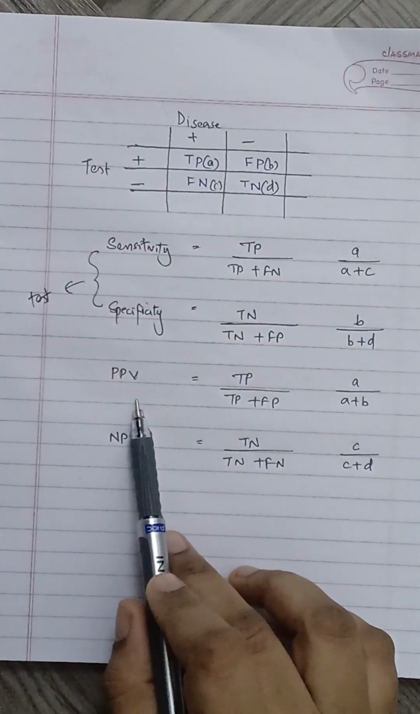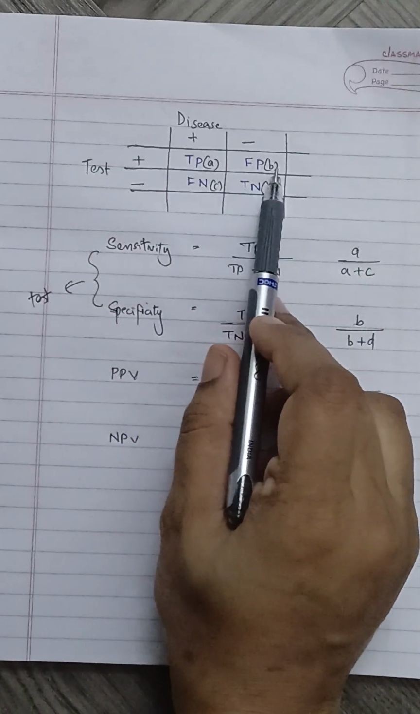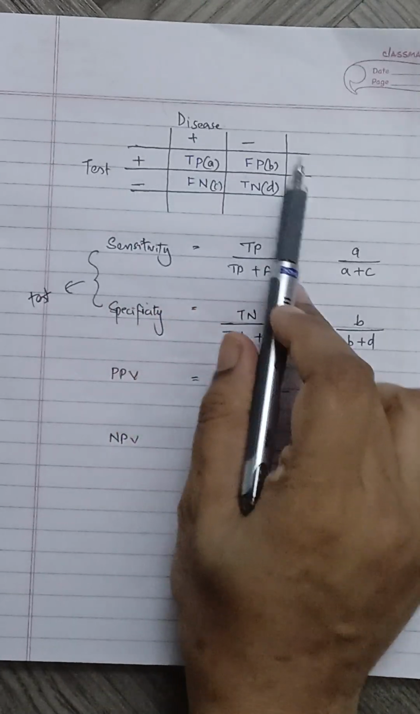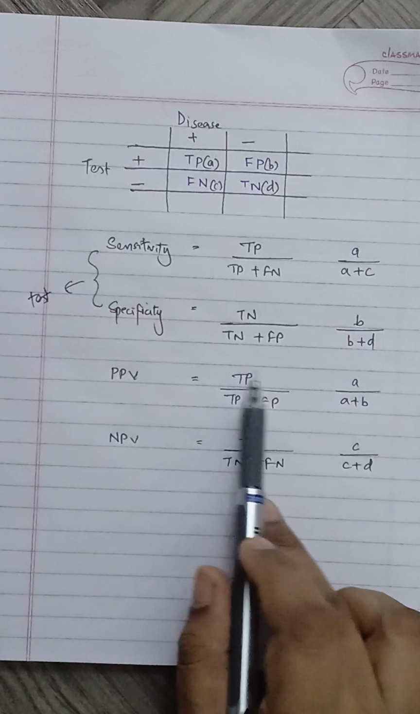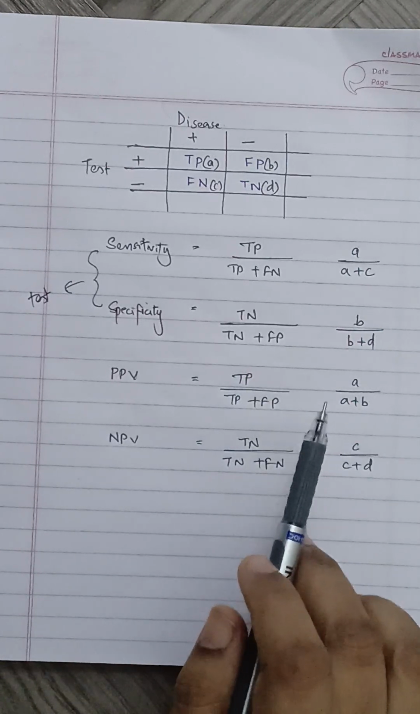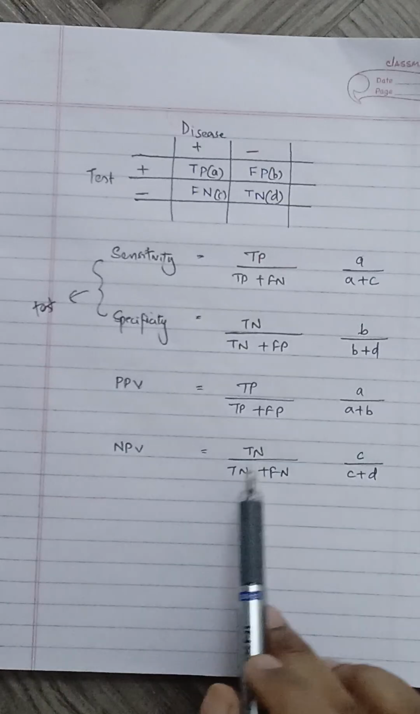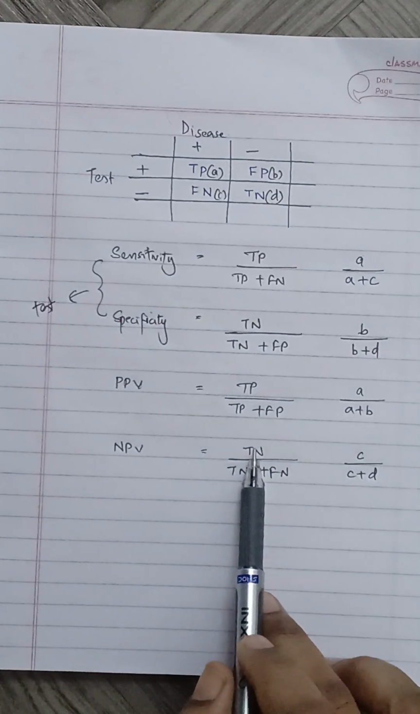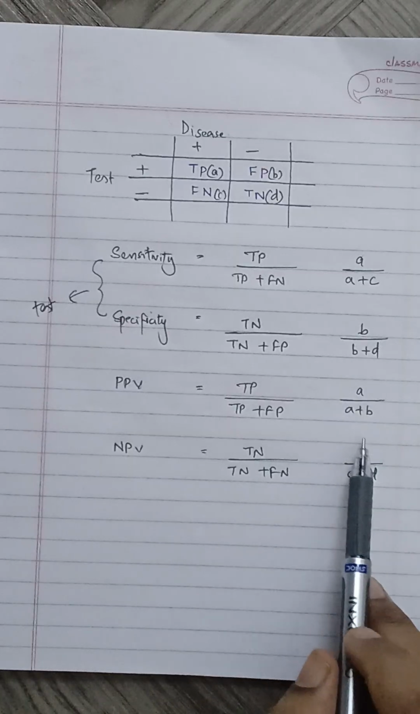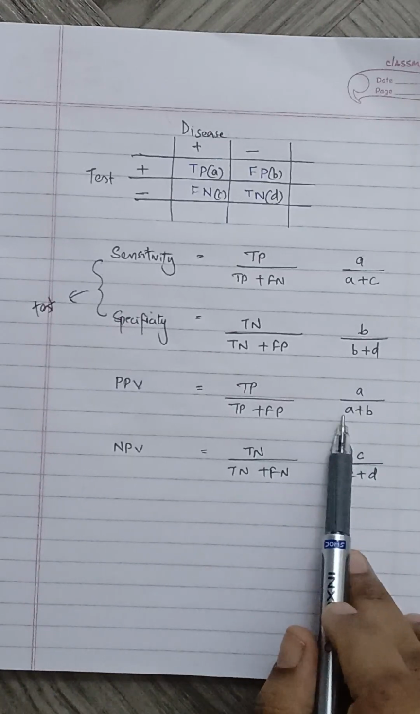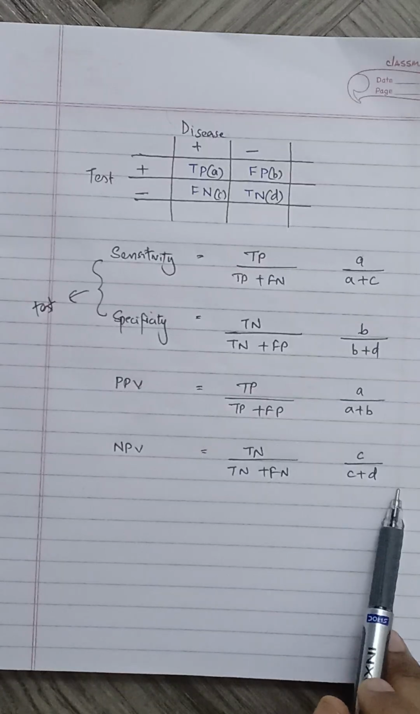So positive predictive value means out of all the positives, that is your true positive and false positive. So we are taking this. Out of all the positives, how many are true positive? That is your positive predictive value. A negative predictive value means out of all the negatives, how many are true negative? So it's true negative over true negative plus false negative. I've also given it in terms of A and B, that is A by A plus B, and negative predictive value C by C plus D.